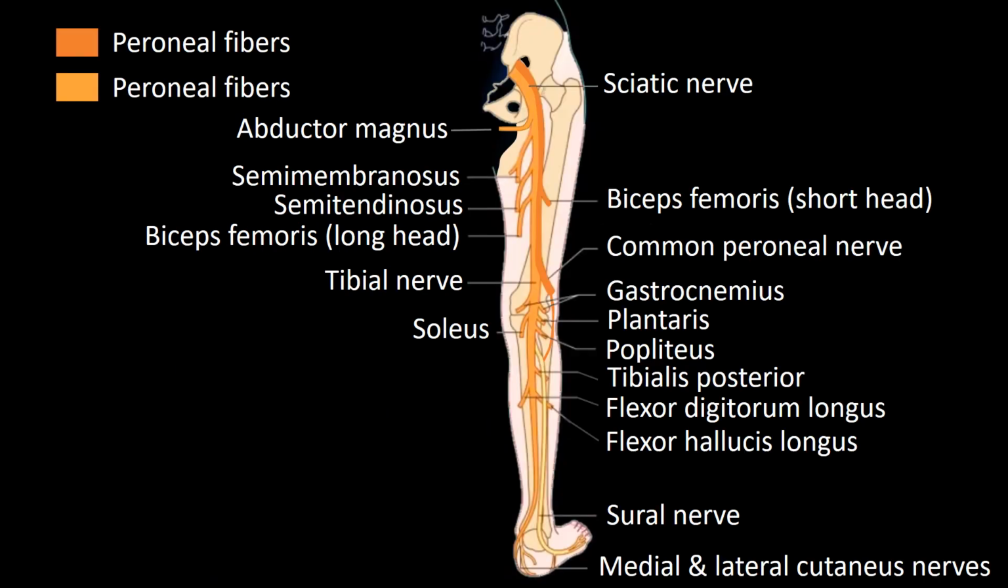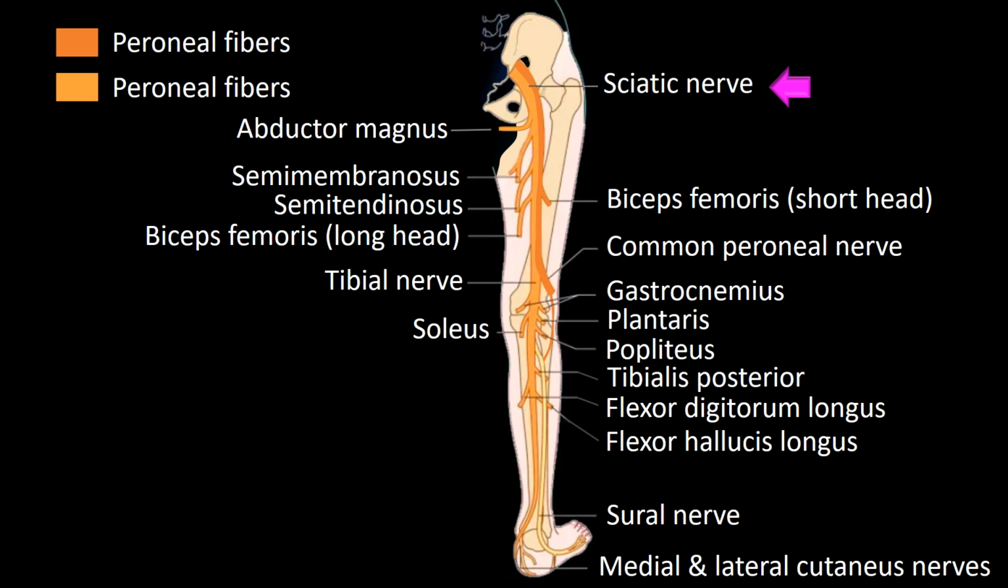This is a very complicated drawing of the branches of the sciatic nerve. I will use this drawing at this point to highlight the muscles of the sciatic nerve prior to the sciatic nerve splitting into the tibial nerve and the peroneal nerve. These muscles are the adductor magnus, that is also innervated by the obturator, the semimembranosus, semitendinosus, and biceps femoris long head. Notice that the short head of the biceps femoris is innervated by the peroneal fibers. These 3 muscles just highlighted constitute the hamstring muscles.